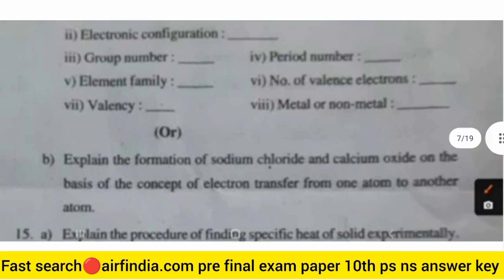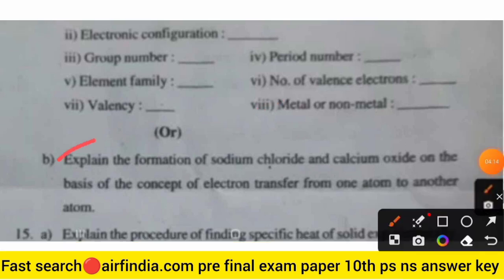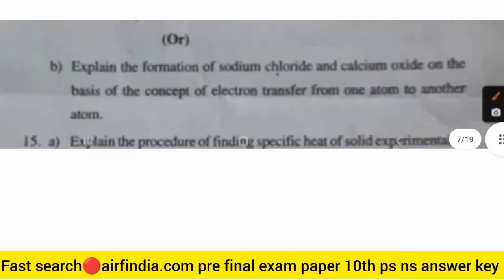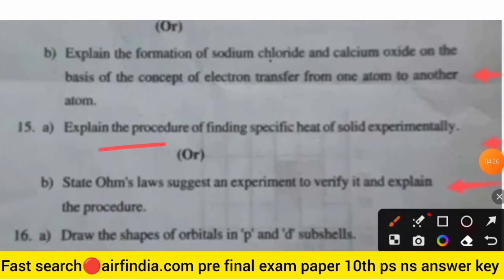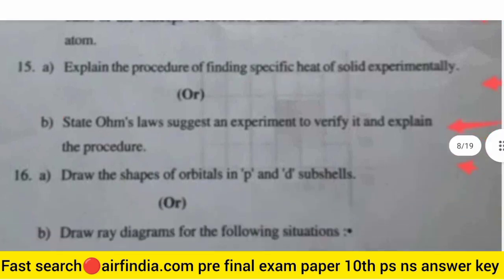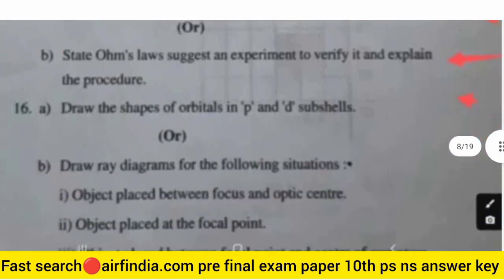So here option B is, explain the formation of sodium chloride and calcium oxide on the basis of the concept of electron transfer from one atom to another atom. Okay, so there are 15 questions. Explain the procedure of finding the specific heat of a solid experimentally. State Ohm's law, suggest an experiment to verify it and explain the procedure. Draw the shape of orbitals in p and d subshells.